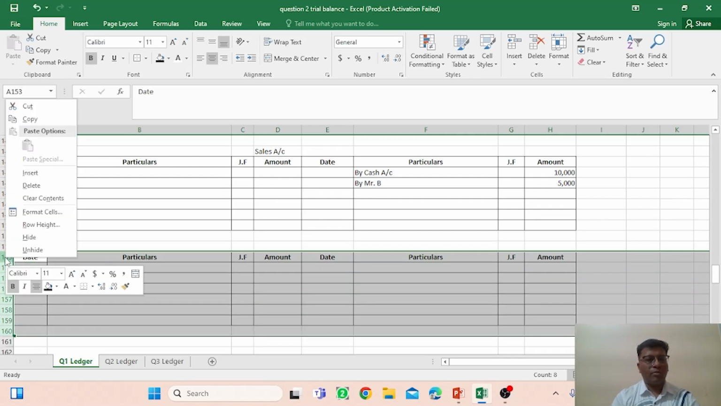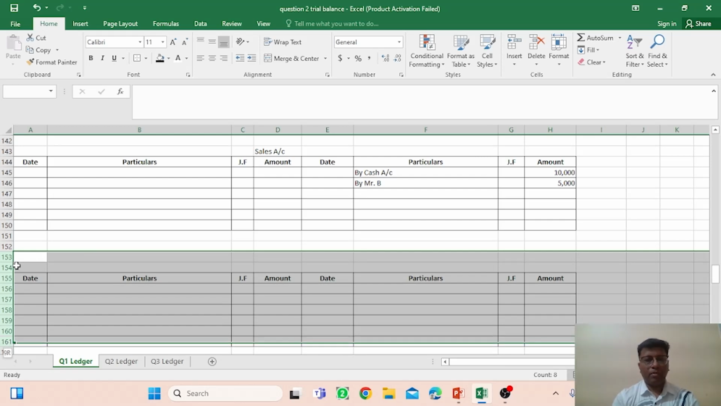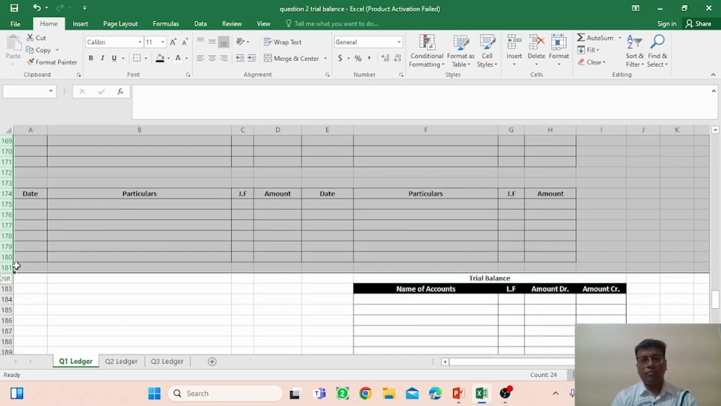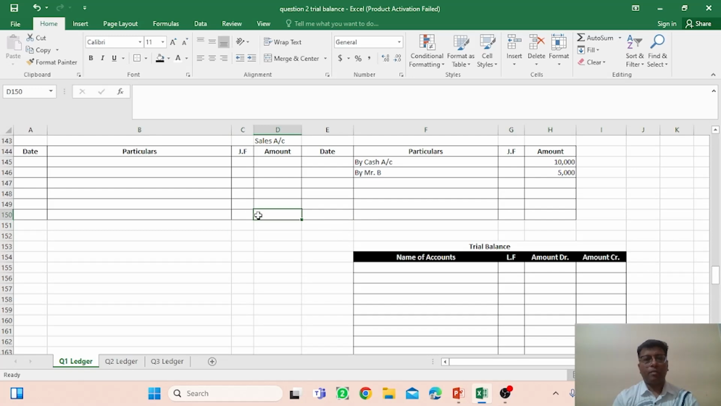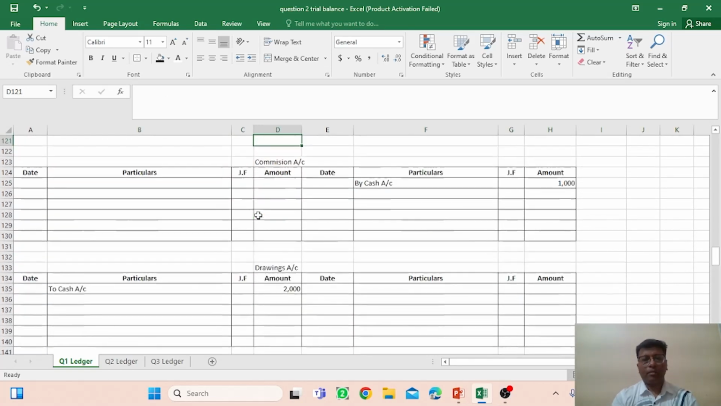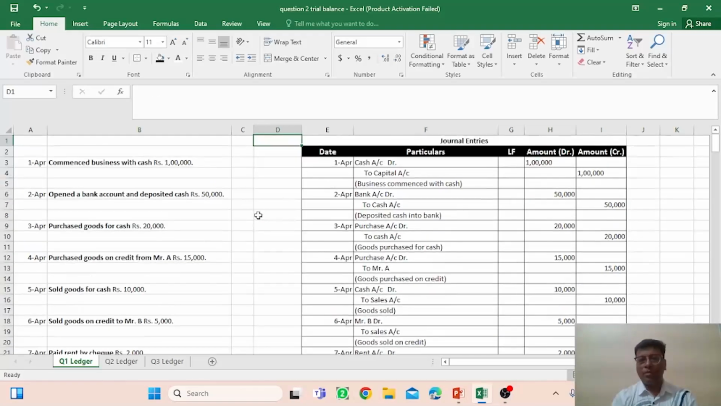There is no need of this particular format. So extra accounts which are open we are deleting. Right. So you are prepared already with your journal entries and ledger.